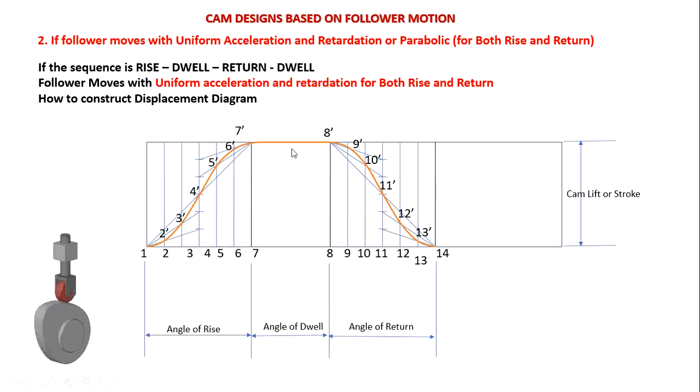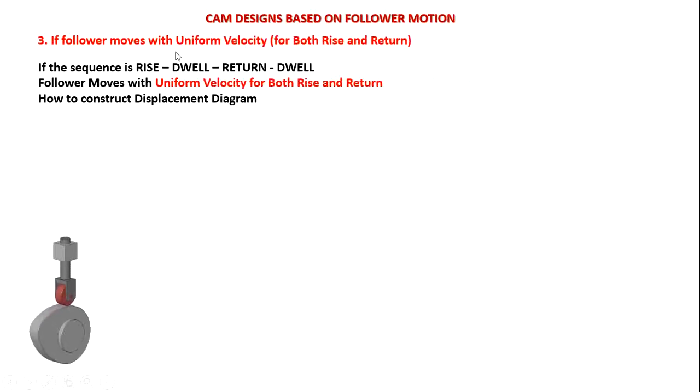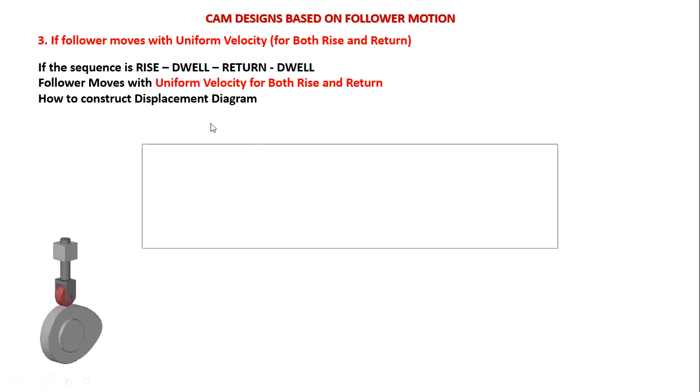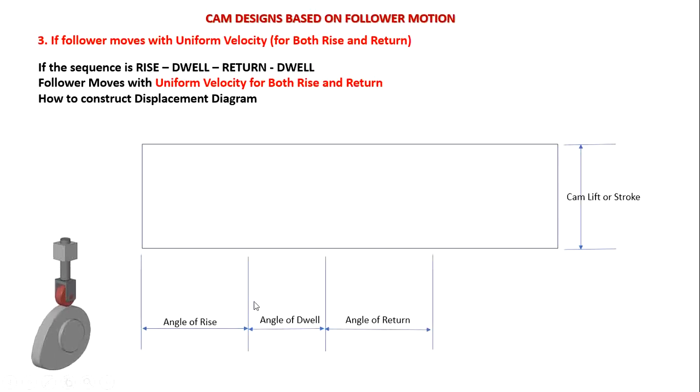Now we'll go to the third category. If the same follower moves with uniform velocity for both rise and return, and in the sequence of rise, dwell, return and dwell, this is very simple. Follow the same steps. Draw a rectangle for the height of cam lift or stroke, and the angle of rise, angle of dwell and angle of return to be separated like this.